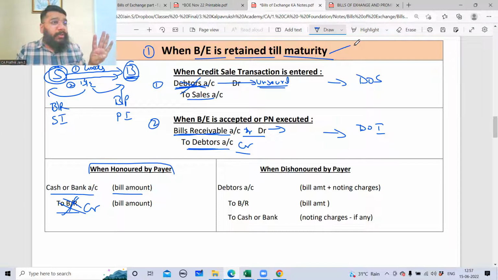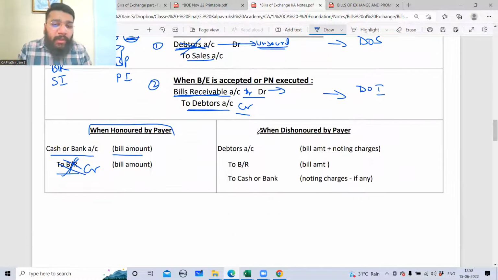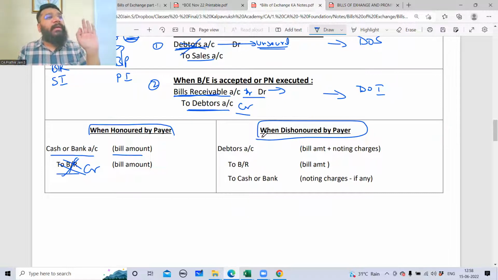Total 8 cases. 4 cases when the bill is held till maturity, then next will be when the bill is being dishonored. So 4 positive cases, and 4 negative cases. Total 8 cases we'll discuss. So in that first case is done. Dishonorment part I'll come in the next class. I'll just complete all the 4 cases when the payment is happening on the maturity date. So I'll be discussing the 4 cases positively.